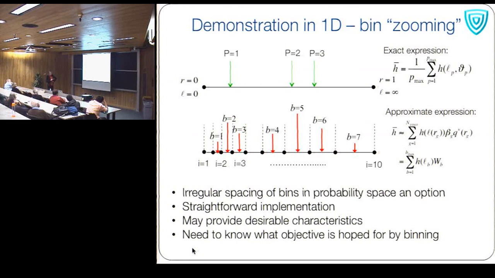You could also do a non-uniform grid in the probability space if you have reason to believe that that will get you further, and we do, but we'll get to that in a minute. But the same concept holds. So what you really need to know in order to do the zooming is just what is the objective you're hoping for when you do this binning.